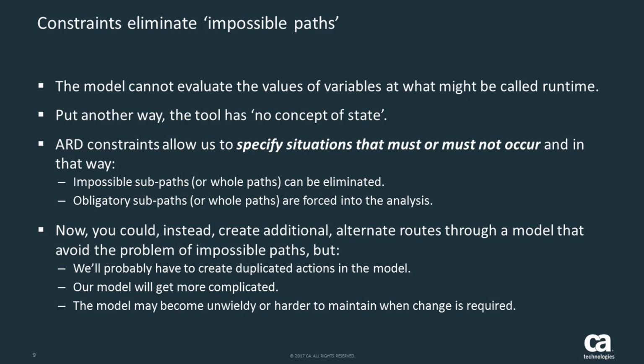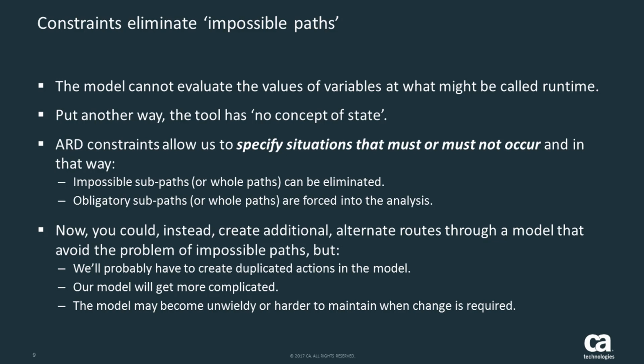ARD provides a feature called constraints, which allows you to reduce the number of impossible paths, to eliminate them in fact. Now, the reason this is necessary is because an ARD model cannot evaluate the values of variables at what might be called runtime. So when you look at the path through a model, in your head you might remember that an email address format is incorrect. Therefore, it's impossible to get past the validation of both email and password formats. You can't get past that check. But the tool doesn't know that.